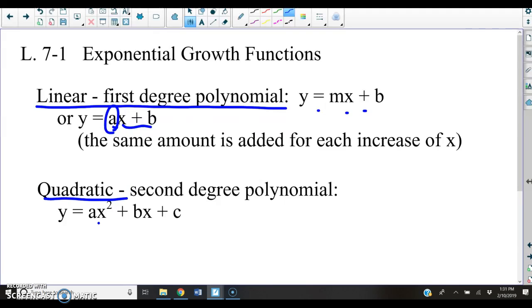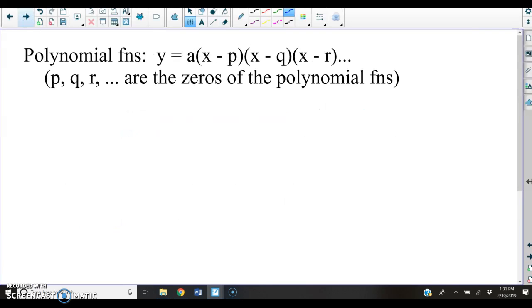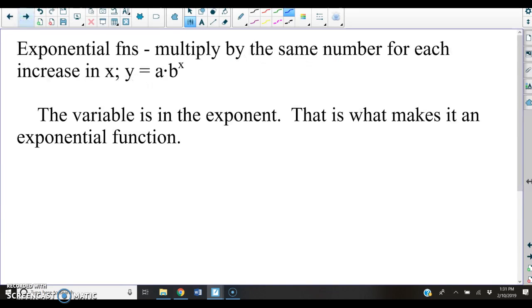A quadratic, that has that x squared. It's a second degree. We looked a little bit at cubics and higher degree polynomials. Okay? So when you have a polynomial function, you've got your lead coefficient, you have your zeros. There might be complex zeros if it's something that cannot be factored. But we've dealt with polynomial functions now.